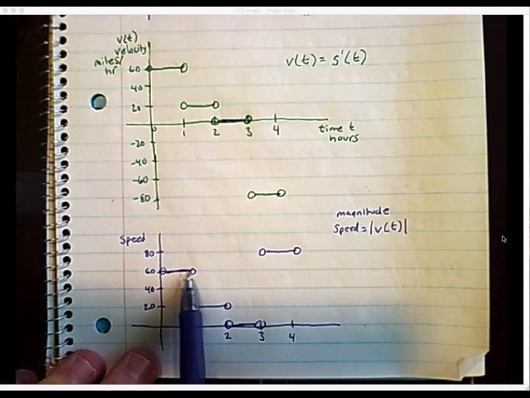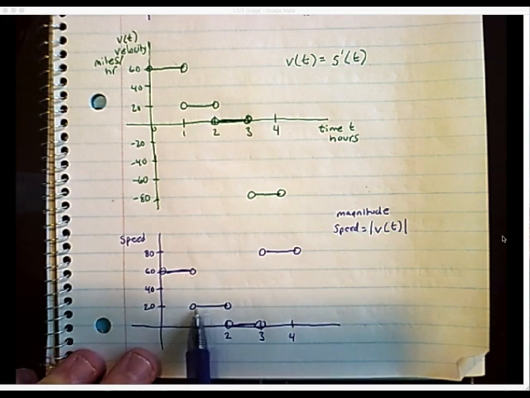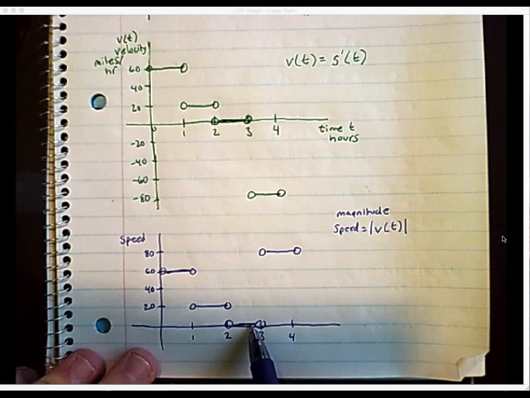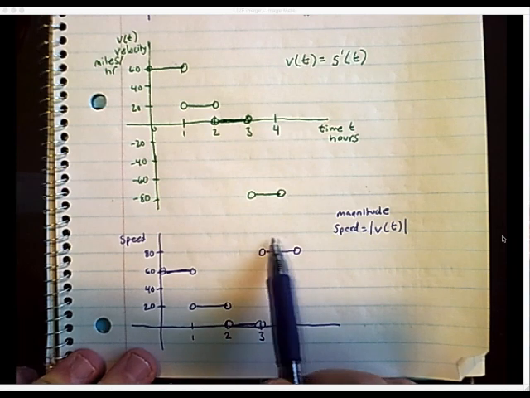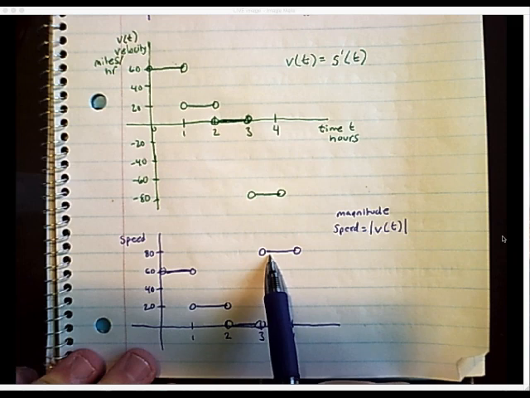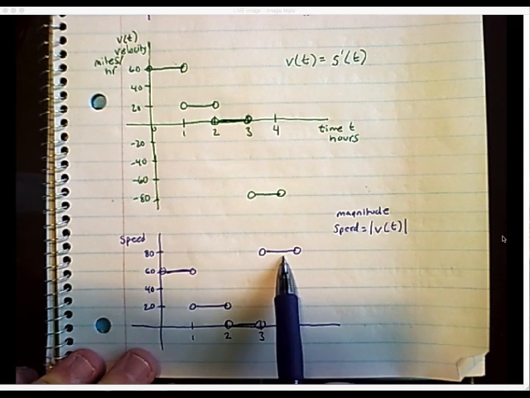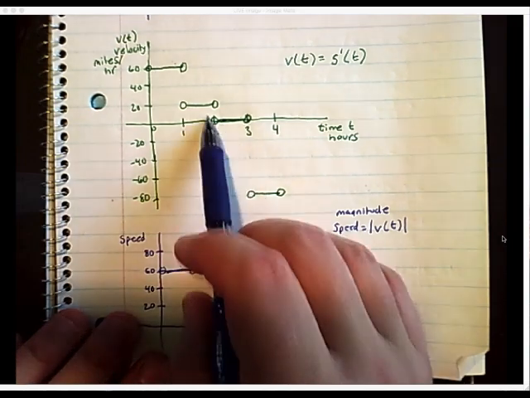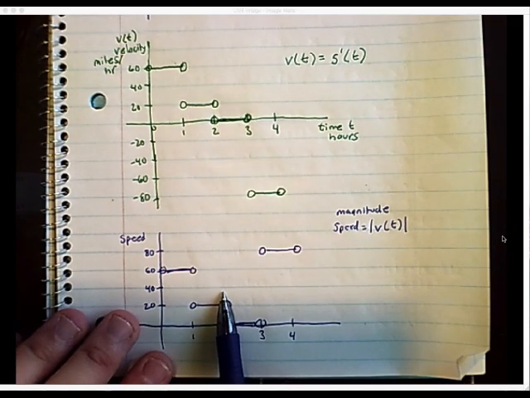So if I was looking down at my speedometer, it would tell me over the first hour I'm going 60. Between the first and the second hour, I'm only going 20 miles per hour. During the third hour, my speedometer would tell me 0 because the car is turned off. And even as I'm going back home, my speedometer shows me I'm going 80. So that's the only difference between the velocity graph and the speed graph.